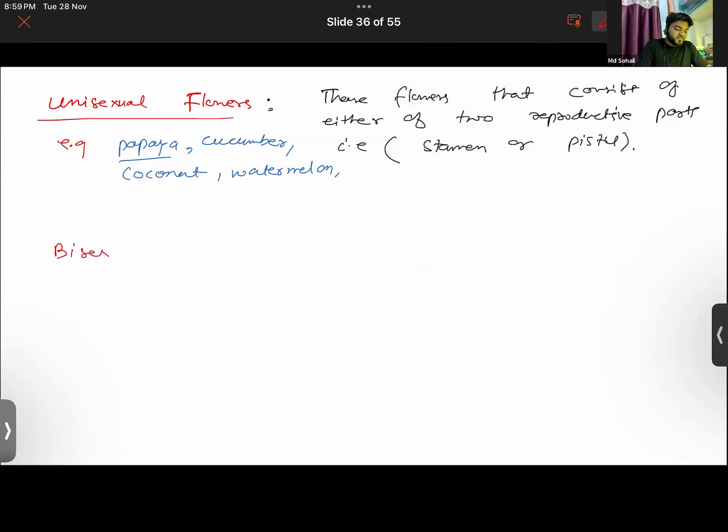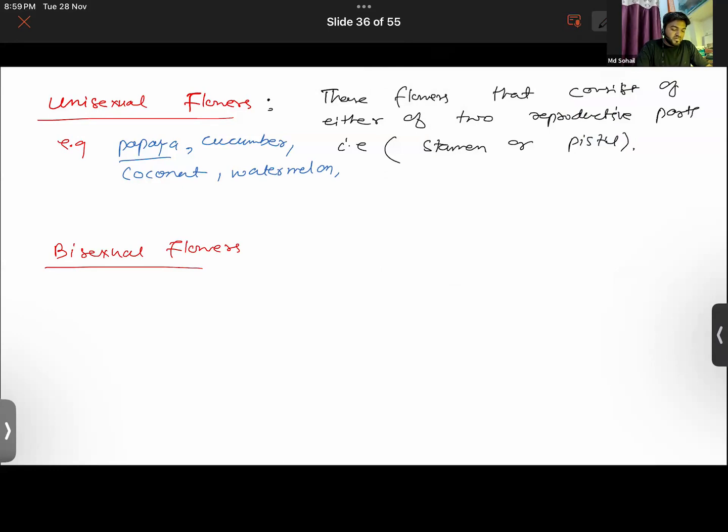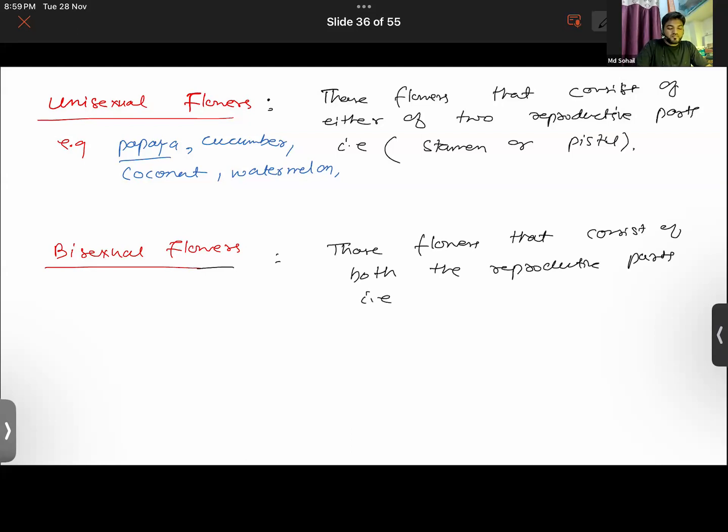Does pumpkin count? I'm not entirely sure about that, we'll have to check on that, so I haven't included it here. Bisexual flowers are those flowers that have got both the reproductive parts, namely pistil and stamen.